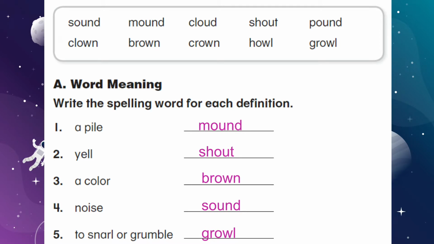So here we have a quick exercise. It's Part A, word meaning. Write the spelling word for each definition. 1, a pile. As I said, a pile of something on land is mound. Try to do this at home by yourself.